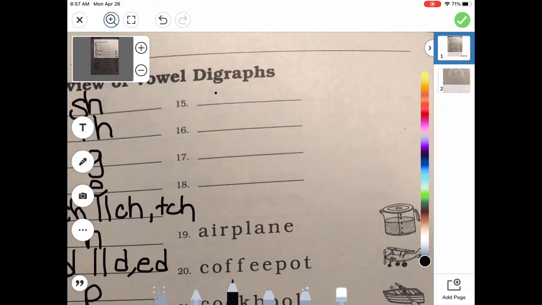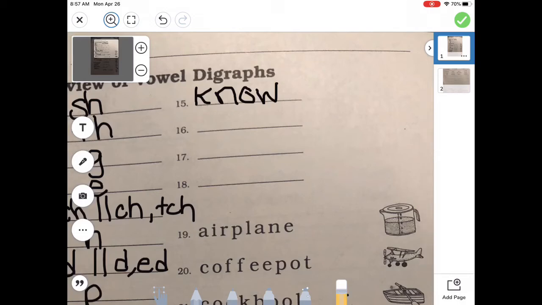All right, on number 15, no. So I hear that sound O. And then an O at the end, but it's going to be OW. Now this says now, though. I have that ghost digraph KN at the end. So if I leave off that K, it would be now, but I have to add that K to make it no.